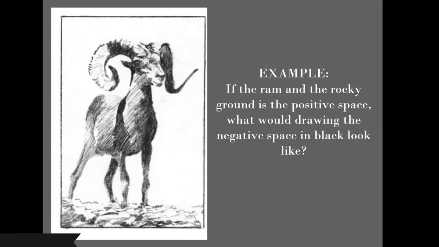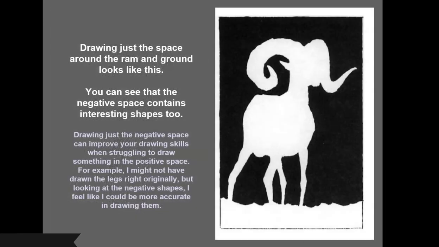If you were given an image like this for an example, and I asked you to draw just the negative space, I would like you to look at the ram and the ground as the positive space. What do you think the negative space would look like in black? Here's the example of the negative space. You can see that negative space contains interesting shapes too.